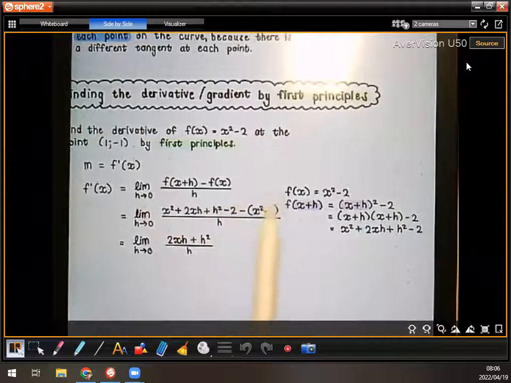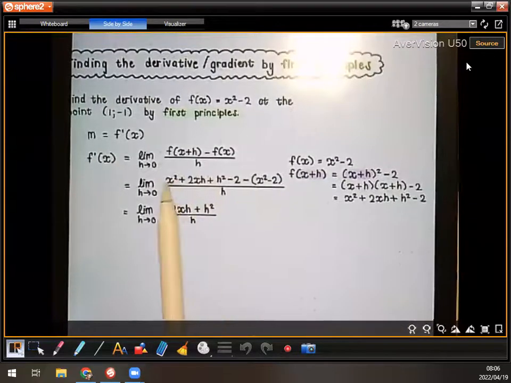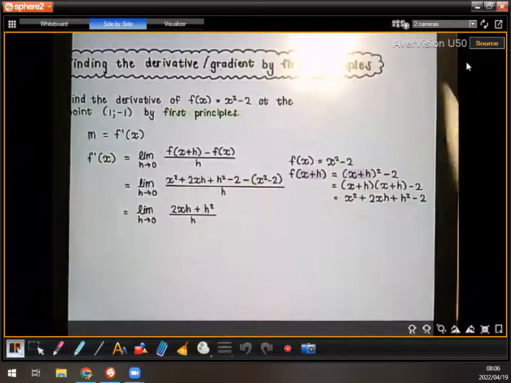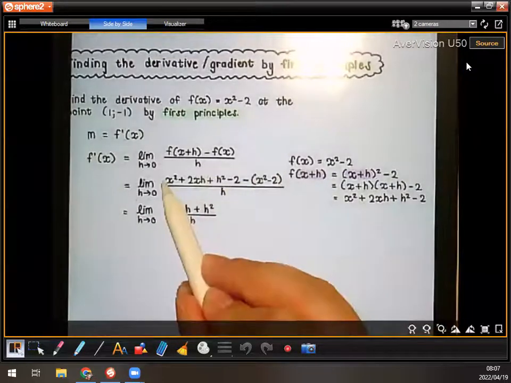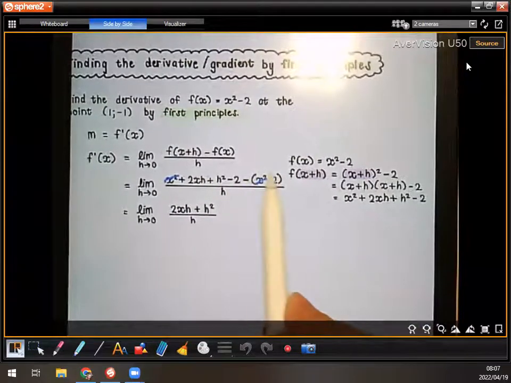Remember, when you're minusing the function, you need to put the whole thing in brackets, right? Because it was 2 terms. And then, guys, if you're looking at this, x squared minus x squared is 0, right? So those 2 terms cancel each other out. You can put that in there if you want. And then -2 minus -2, that's -2 plus 2. So those 2 are also going to cancel each other out. All right, so what you're left with there is 2xh plus h squared over h.